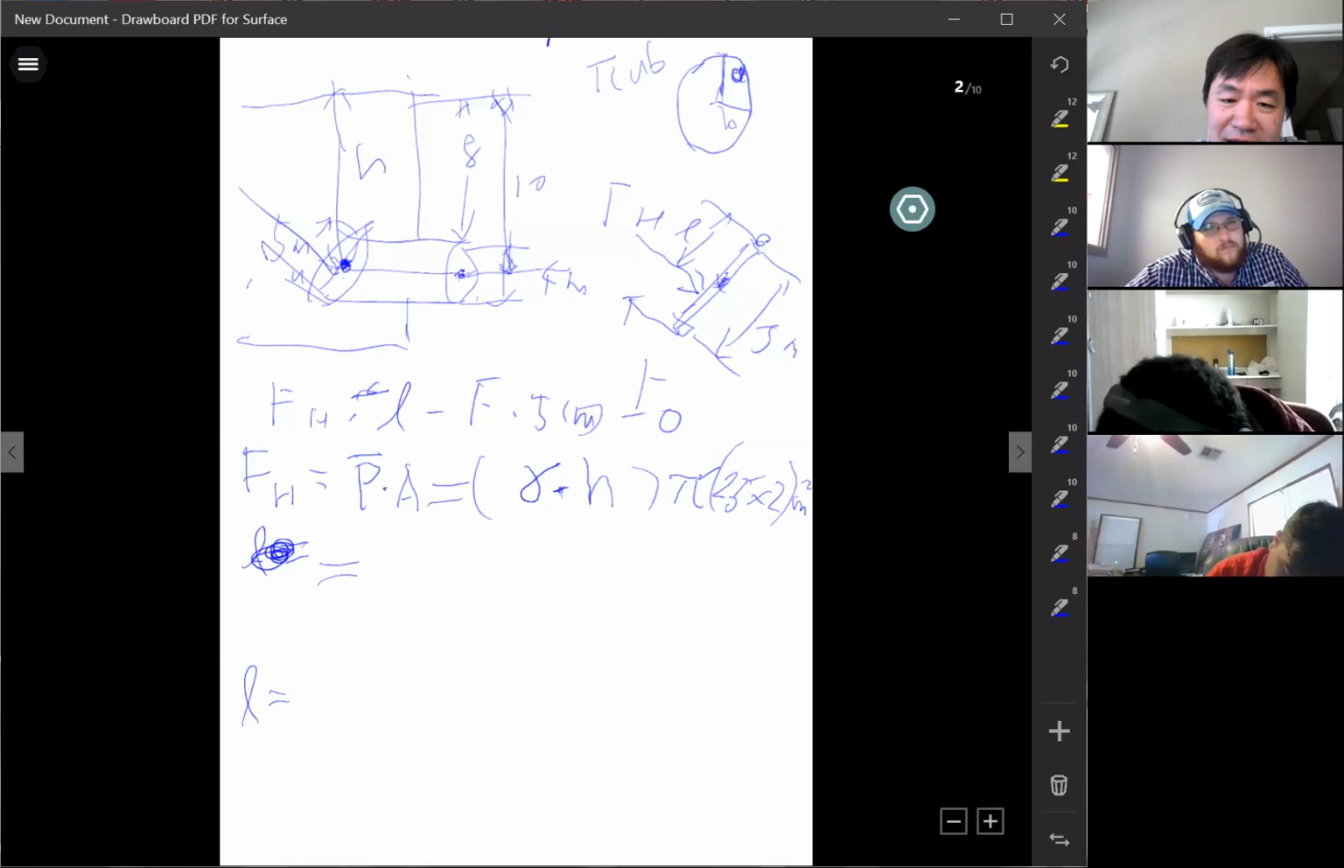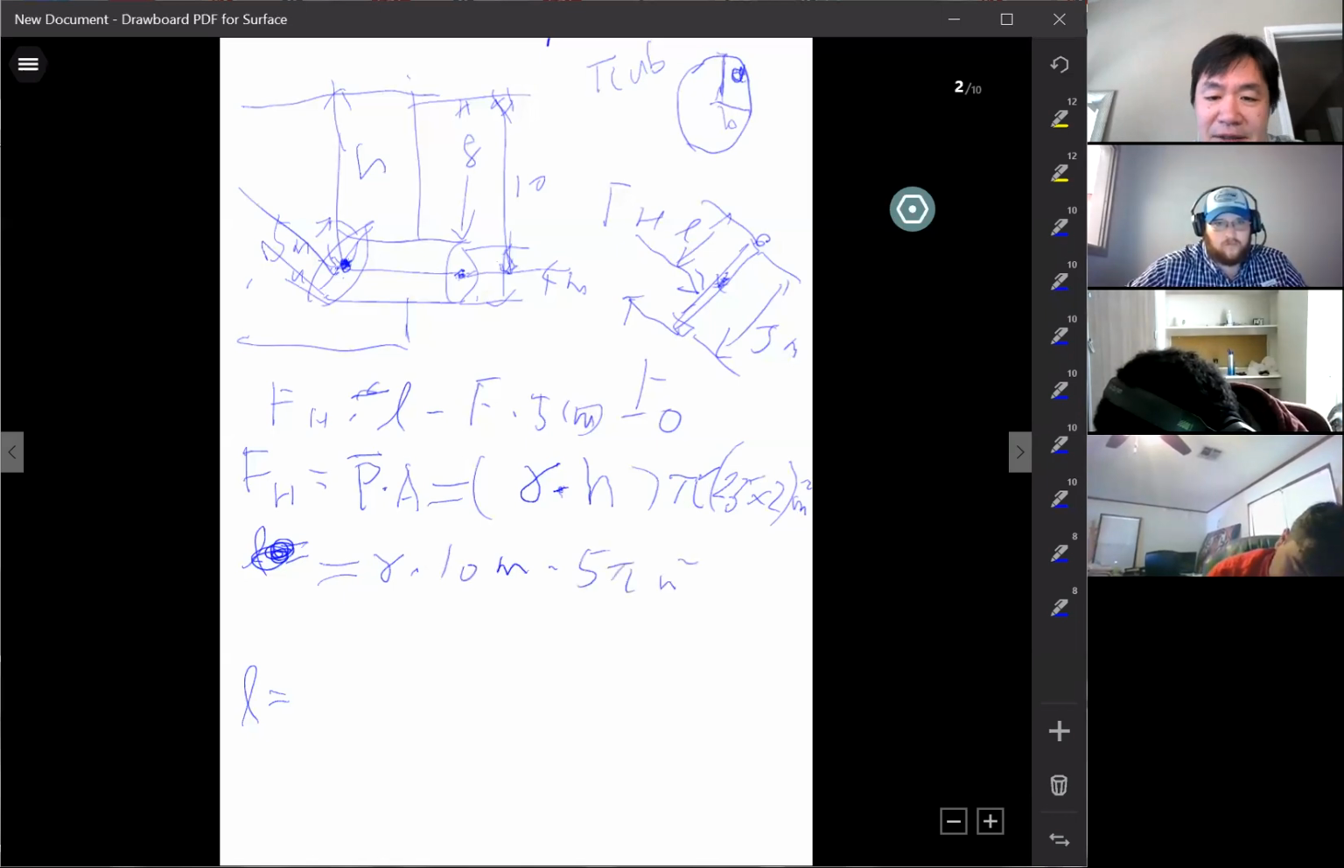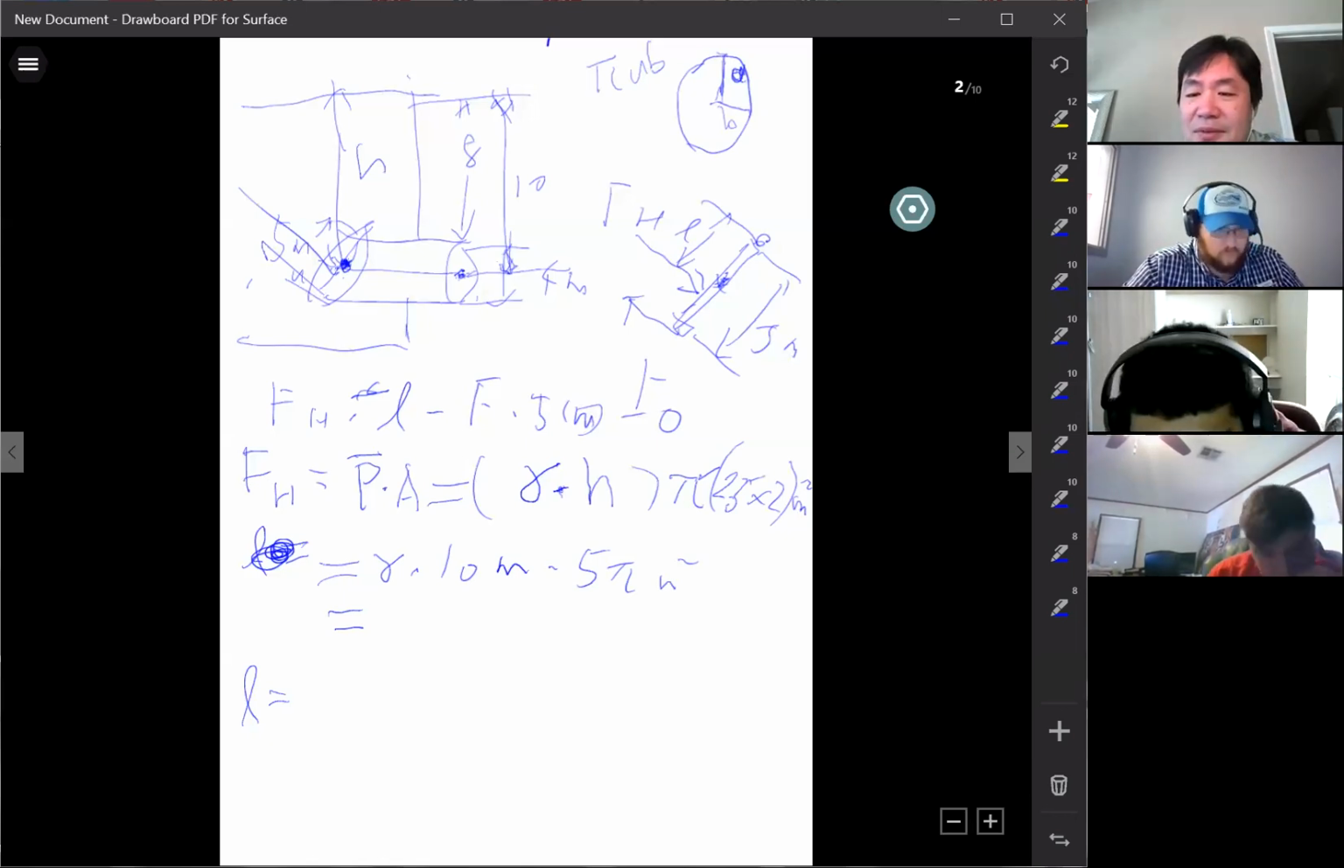So this is gamma times 10 meter times 5 pi meter square. So what is the value for the force? You can calculate it, right? What is the gamma of water? Do you remember?